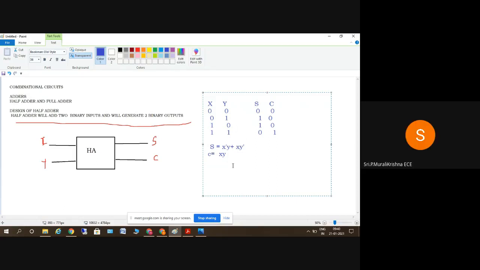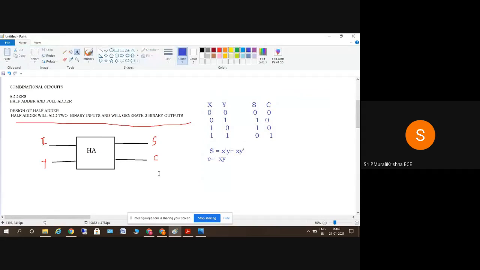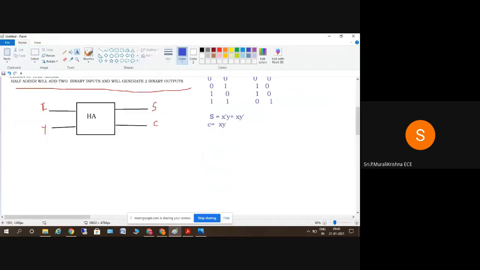Okay, so now I have to draw the logic diagram, the circuit, using logic gates. Using logic gates, I have to draw the logic circuit for the half adder. So what are the equations here? S is equal to X Y bar plus X bar Y, and C is equal to XY. So I draw the logic circuit here.